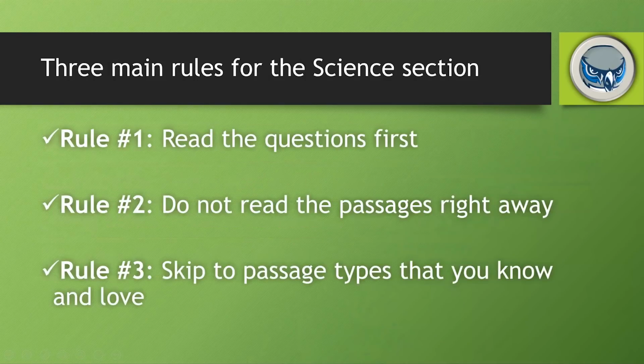Before we get into our activity for today, I want to remind you of the 3 main rules for the science section. Rule number 1, read the questions first. That way you can identify some of those key terms that we'll be looking for in the passage. Number 2, do not read the passages right away. That's just a connection to rule number 1. And rule number 3, skip to the passage types that you know and love.